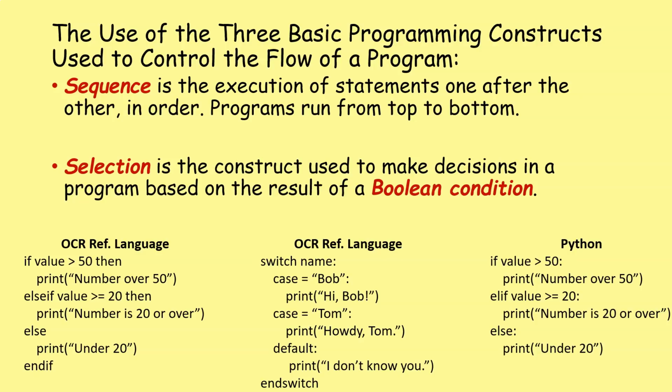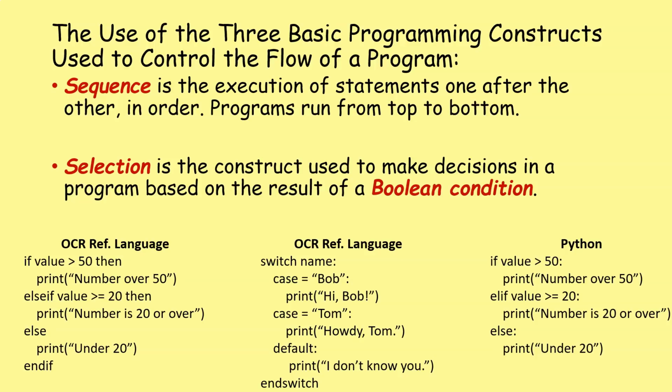However, the OCR reference language has another form of selection that isn't available in Python, and that is the switch case or select case code. If you have a look at this example in the middle, switch name, case equals Bob, print hi Bob, case equals Tom, print howdy Tom, default, print I don't know you, end switch. If you're used to Python, or another language that doesn't have a switch case statement, this might look a little bit strange, but in fact it's very easy to replicate as an if, else if, else.